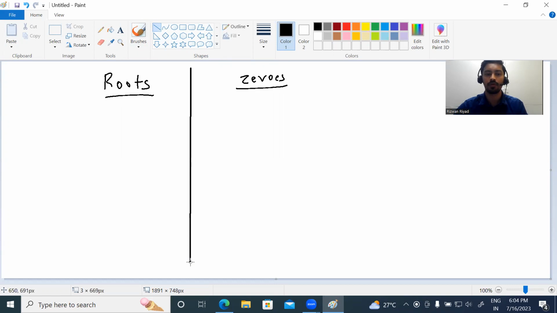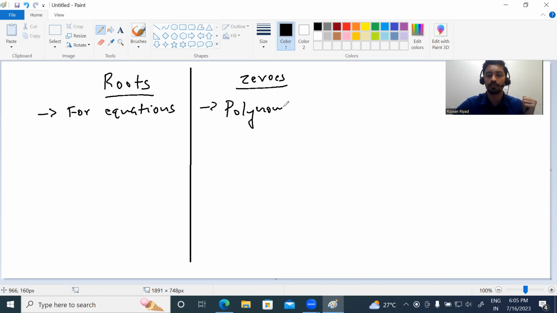The first difference is that roots are for equations and zeros are for polynomials. You should understand this difference first, and then only you can avoid making mistakes. Roots are for equations, and zeros are for polynomials, not for equations. This is the first and major difference.